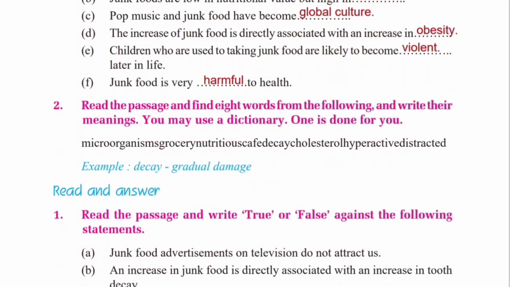Next activity, 2 number. Read the passage and find 8 words from the following and write their meanings. You may use your dictionary. One is done for you, so one is already done. Decay means gradual damage. Again, let me give you the answer.